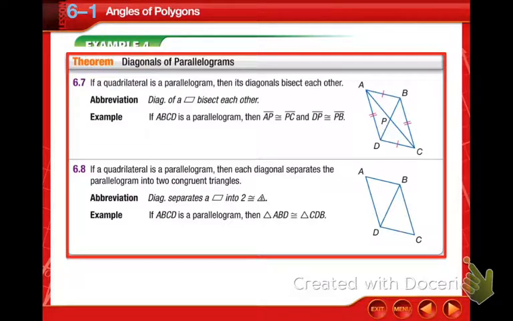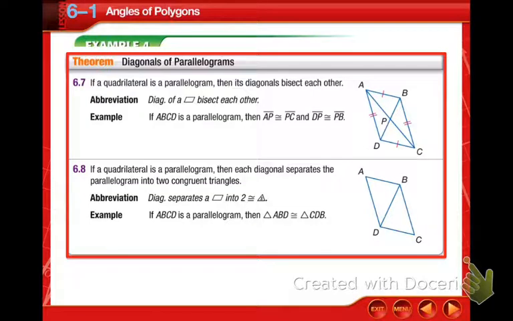We have some diagonals theorems with parallelograms. So the diagonal is what goes across the parallelogram to the opposite corners, or opposite vertices. So if a quadrilateral is a parallelogram, then its diagonals bisect each other. So what that means, it doesn't really show you in the image. I will write on the image here to show you what it's saying.